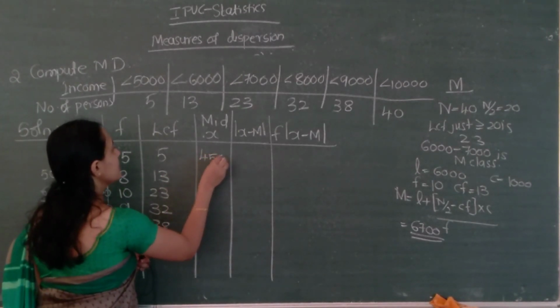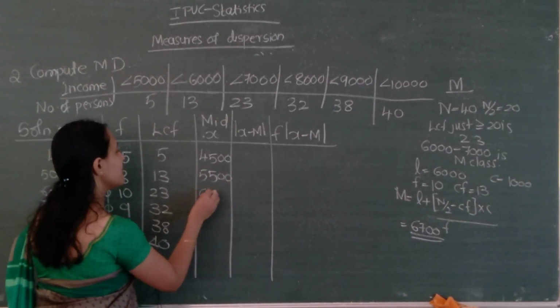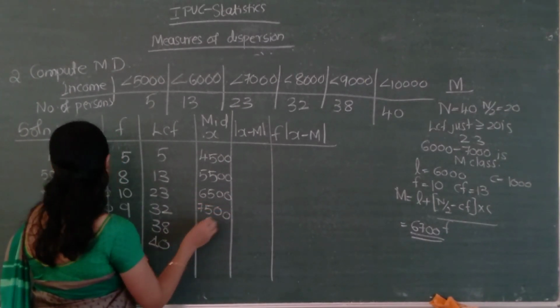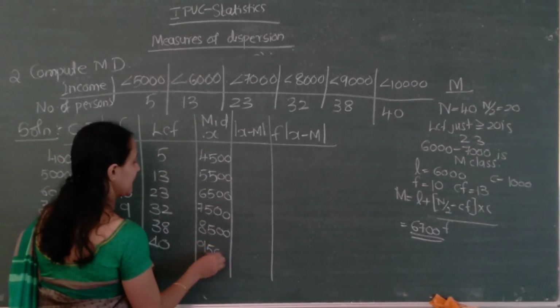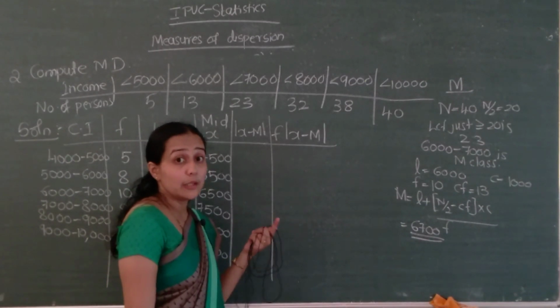Here 4500, 5500, 6500, 7500, 8500, 9500. Correct? Next, x minus m, absolute value.